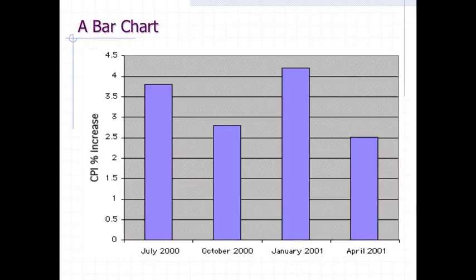This figure is a bar chart of the percentage change in the Consumer Price Index, also known as the CPI, over time. Each bar represents percent increase for the 3 months ending at the date indicated.